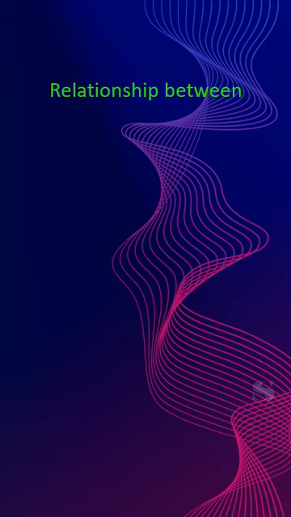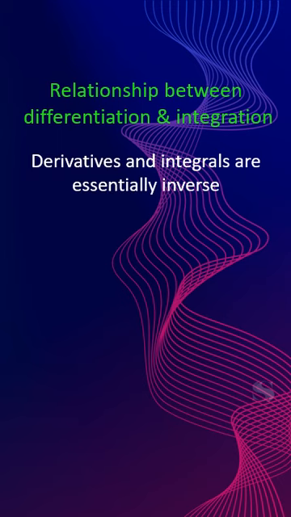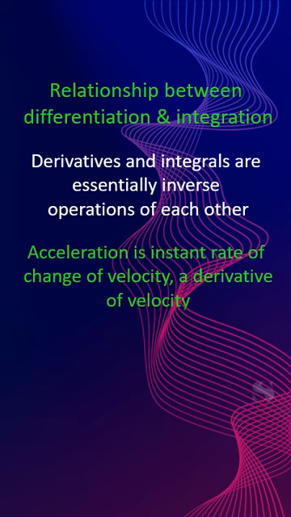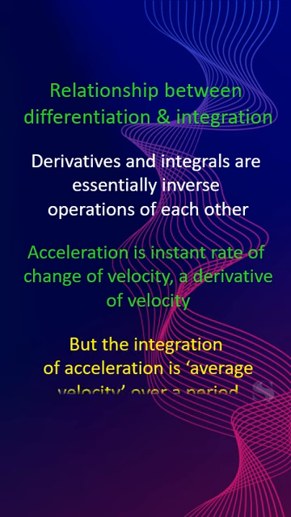Fundamental relationship of differentiation and integration. Derivatives and integrals are essentially inverse operations of each other. If the derivative is about instant change values, then integration is about the effect of the instant changes over a period, given the rates of change over the period. We will next see how the instant rates accumulate through the idea of average rate. For example, acceleration is the instant rate of change of velocity, a derivative of velocity, and the integration of acceleration over a period will give the total change in velocity in that period, and by default, the average velocity over the period.